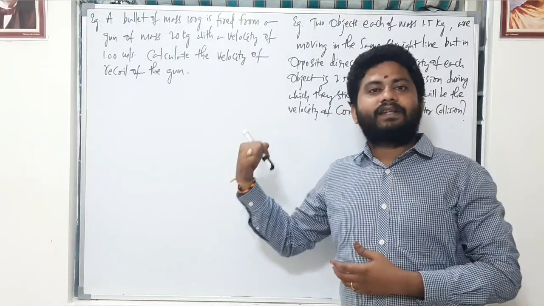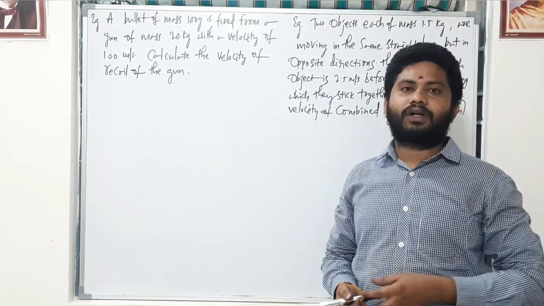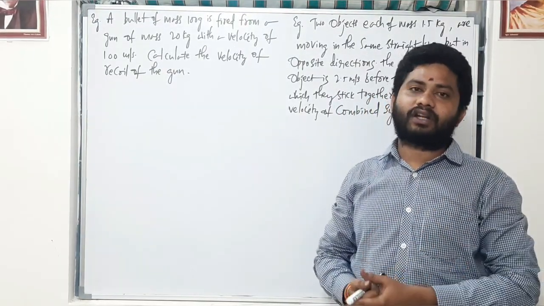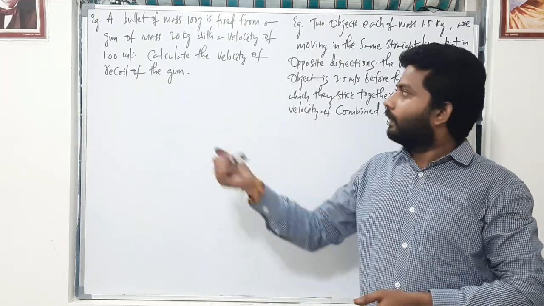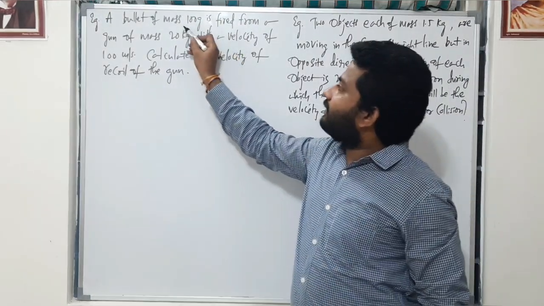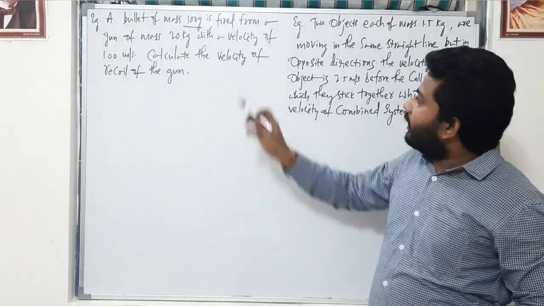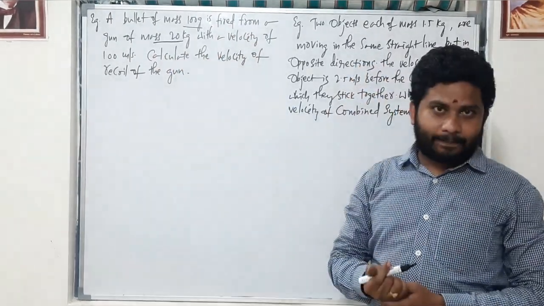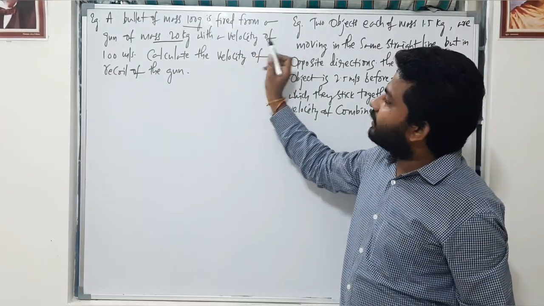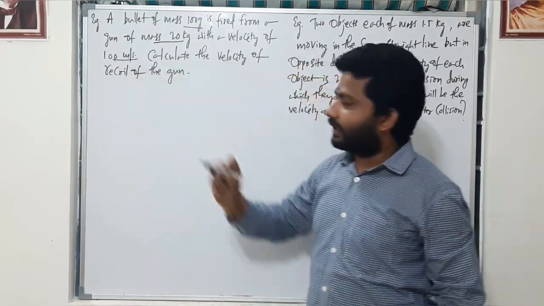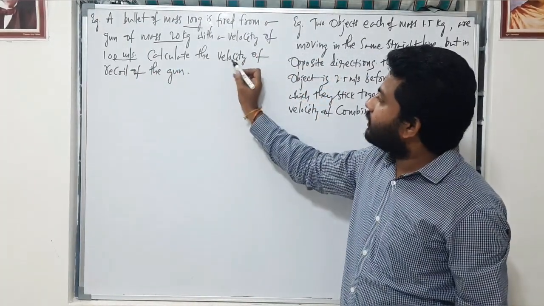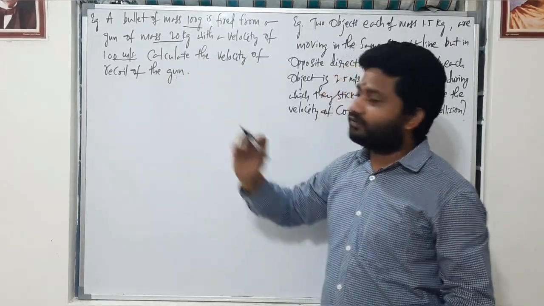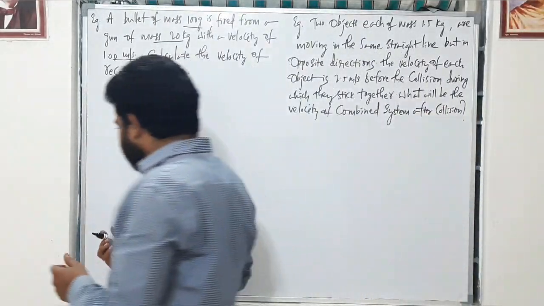Hey students, let's continue the numericals of the applications of law of conservation of linear momentum. A bullet of mass 100 grams is fired from a gun of mass 20 kg with a velocity of 100 meter per second. Calculate the velocity of recoil of the gun, right?